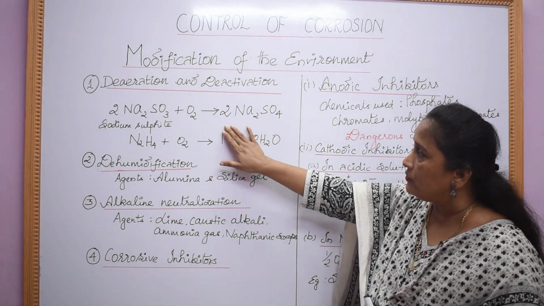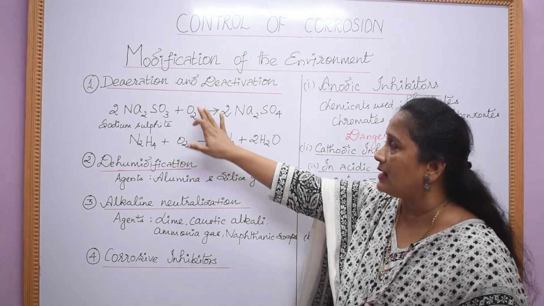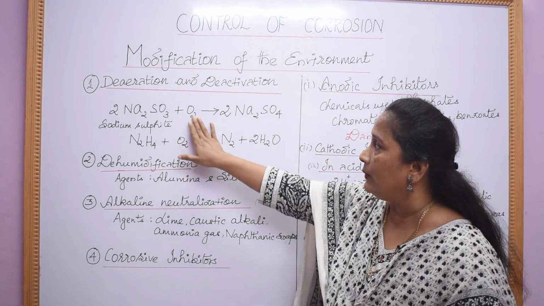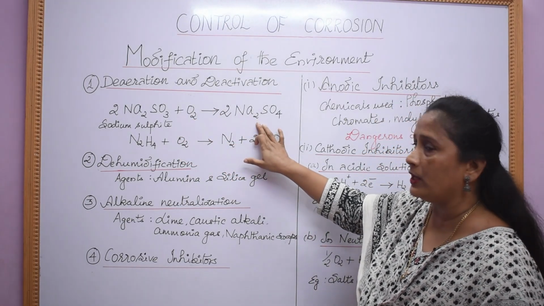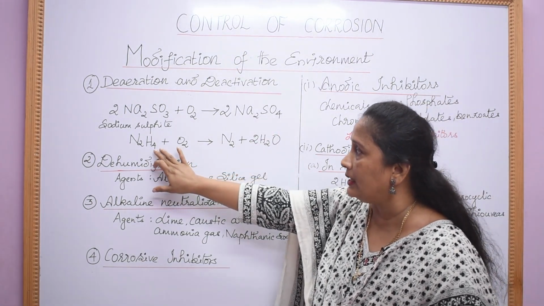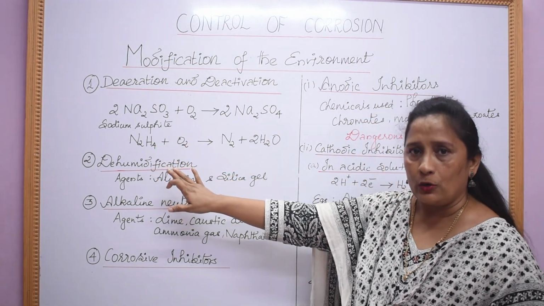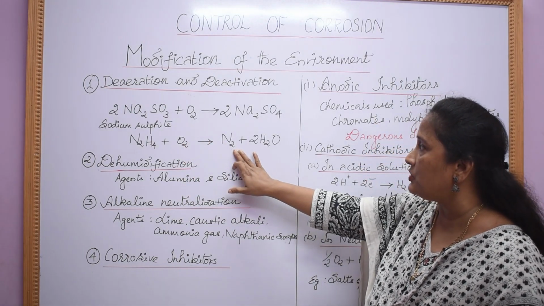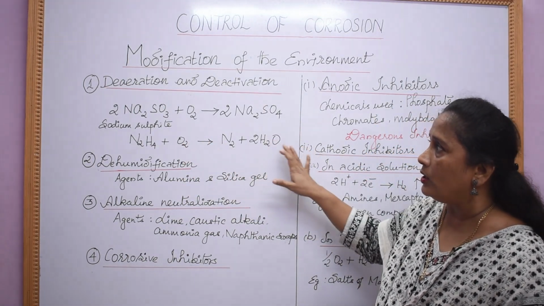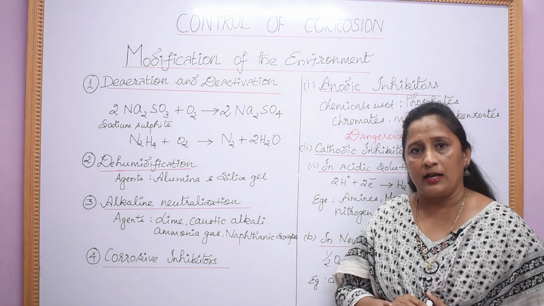So what is the equation for it? Sodium sulfite, when it is added to the corrosive environment, will react with the oxygen that is present and will be converted into sodium sulfate. Similarly, hydrazine, when it is added to the corrosive environment, will remove oxygen and will be converted into nitrogen and water. So this is called de-aeration or deactivation.